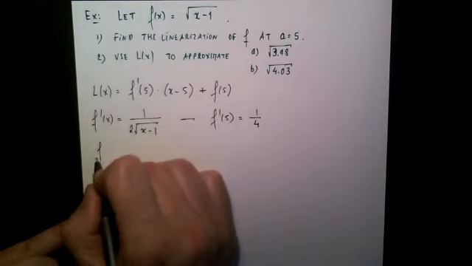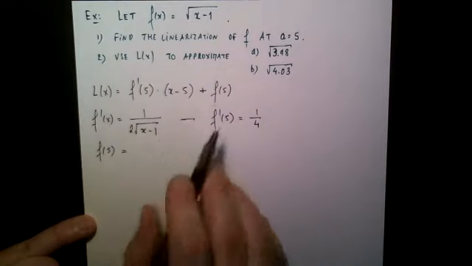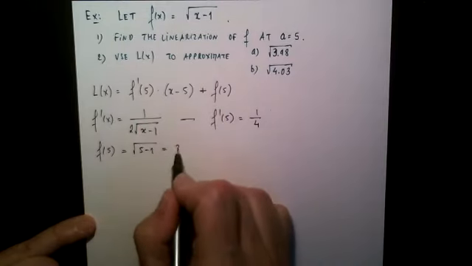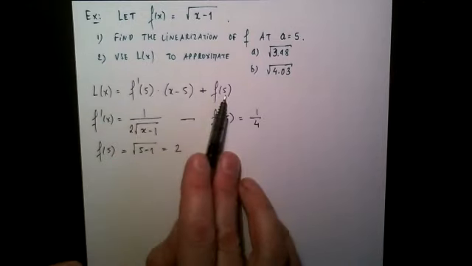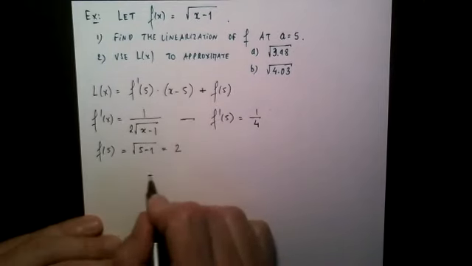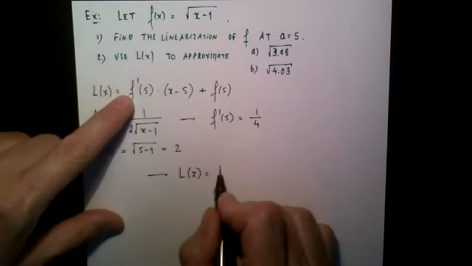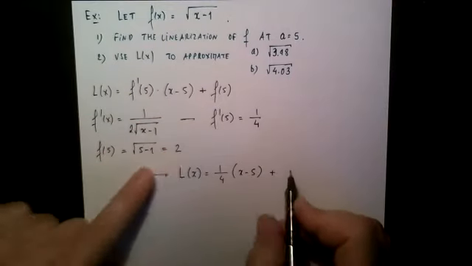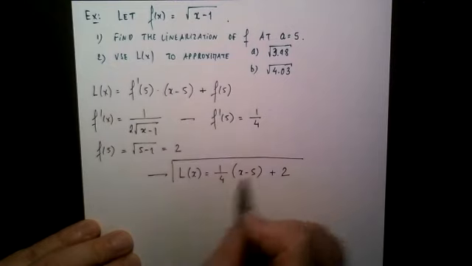And what's f of 5? Sorry, because I'm going to need f of 5 here. So f of 5 is, of course, you plug in 5 here, you get the square root of 5 minus 1, which is going to be 2. So now I have everything I need. I have this value, I have this value. I could now find the equation of the tangent line. So big L of x is equal to f prime of 5, which is 1/4, times x minus 5, plus f of 5, which is 2. This is my answer to my first question.